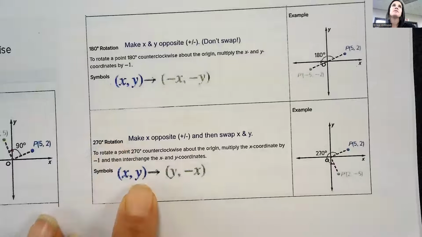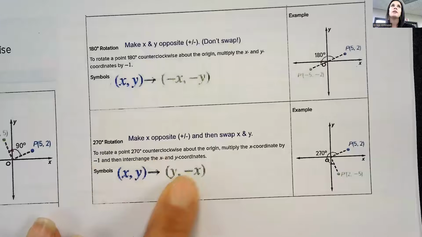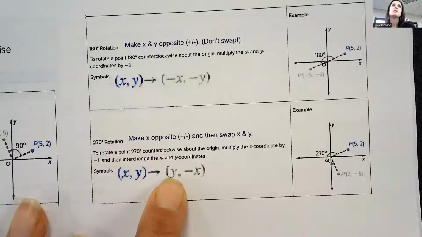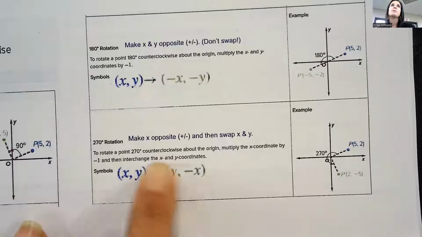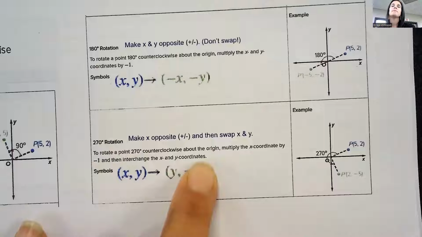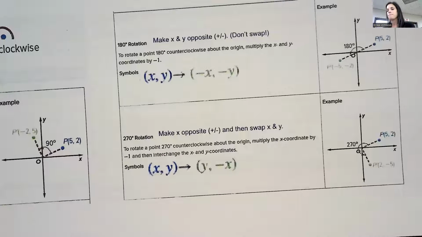For a 270-degree rotation counterclockwise, you would swap x and y, but make x the opposite. X is the opposite and swap them.